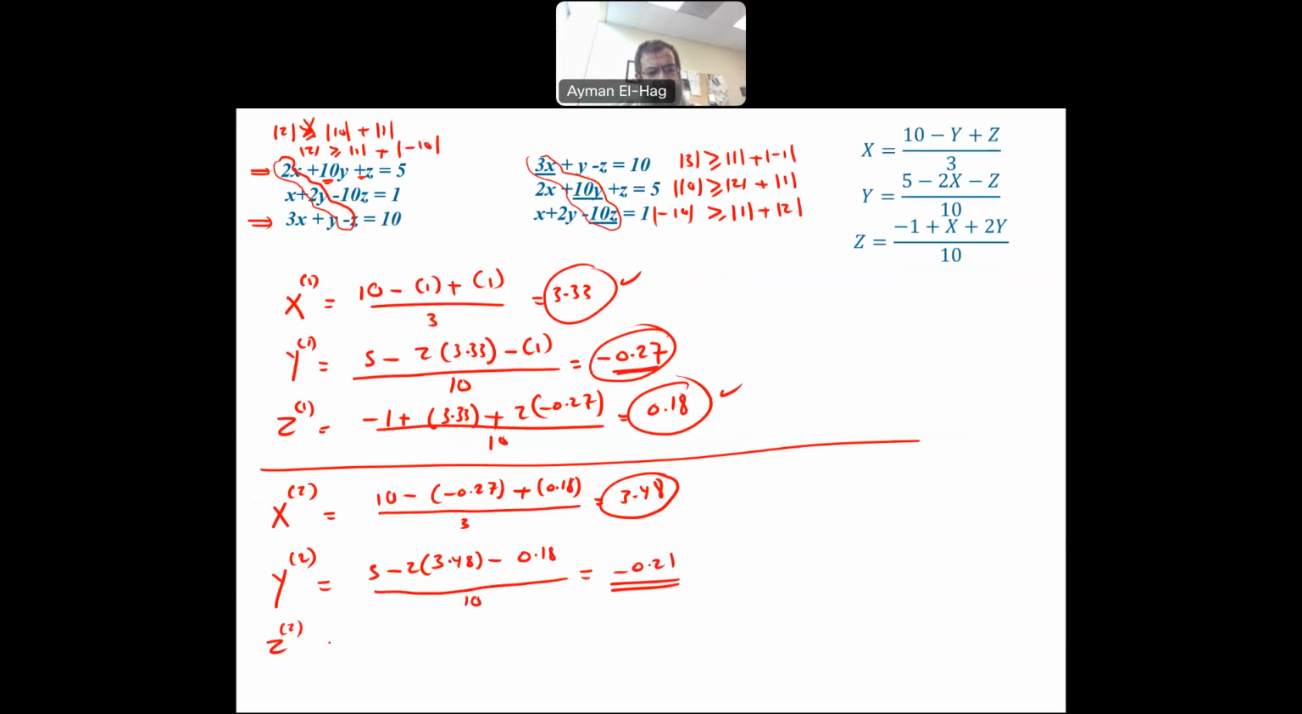Finally, z of 2 is equal to minus 1 plus x, which is 3.48, plus 2y, which is minus 0.21, divided by 10, and this will give me 0.21. Again, very, very close to this. So it's clearly now, when I rearrange the equation, the system is basically converging.